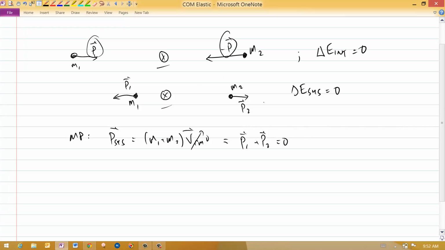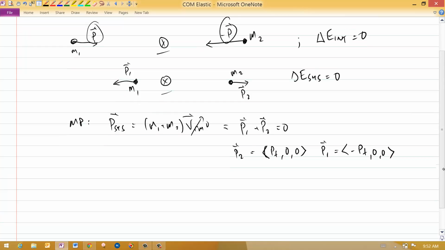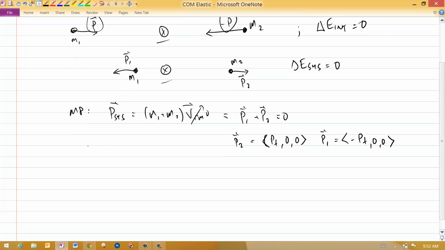So I could write P2 as P final, 0, 0. And I could write P1, the final momentum of particle number 1, as minus P final, 0, 0. So now there's just one unknown left. And now let's see what the energy principle says.